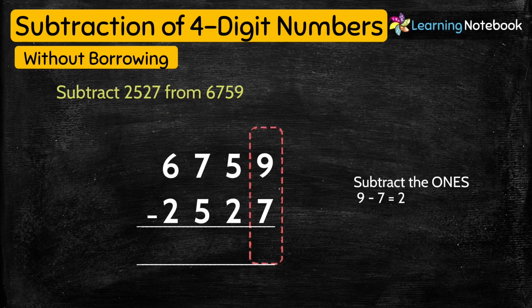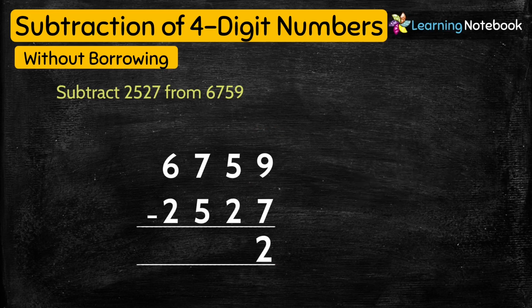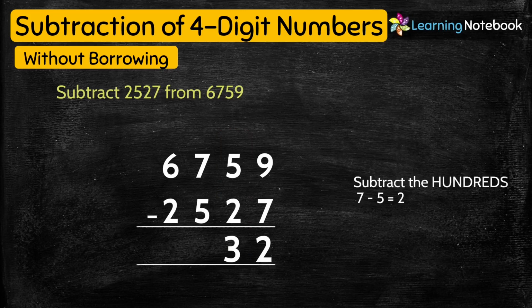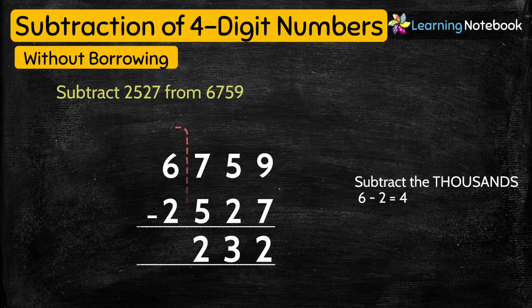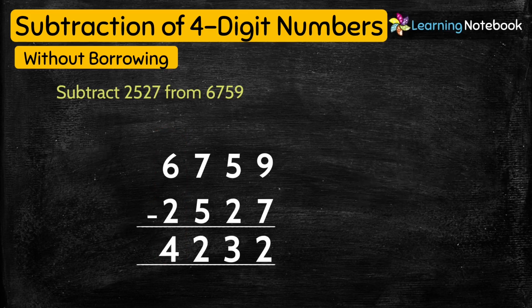9 minus 7 equals 2. Then, subtract the digits at tens place. 5 minus 2 equals 3. Next, we move to hundreds place. 7 minus 5 equals 2. And lastly, we subtract the digits at thousands place. 6 minus 2 equals 4. So answer is 4232.